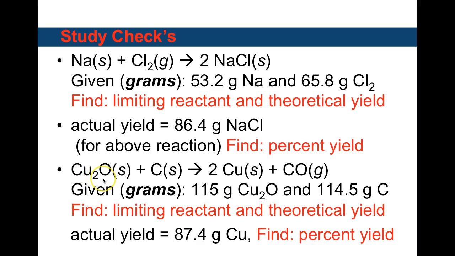Another reaction is copper 1 oxide reacting with carbon, giving you copper and carbon monoxide. And you're given 115 grams of the copper 1 oxide and 114.5 grams of the carbon. Again, you have to find the limiting reactant, the theoretical yield, and the actual yield and the percent yield.